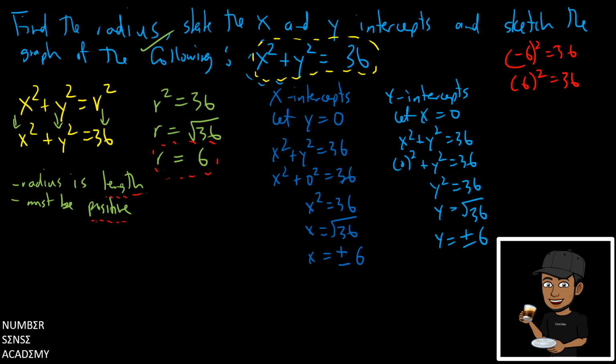So when we're dealing with measures like volume, length, we don't take the negative values. However, when we're dealing with coordinates, because these are x-intercepts and y-intercepts, we do need the coordinates. So the coordinates that come out of these are, when y is 0, we're going to end up with 6 and 0 and -6 and 0. And then when x is 0, we have 0 and 6 and 0 and -6.